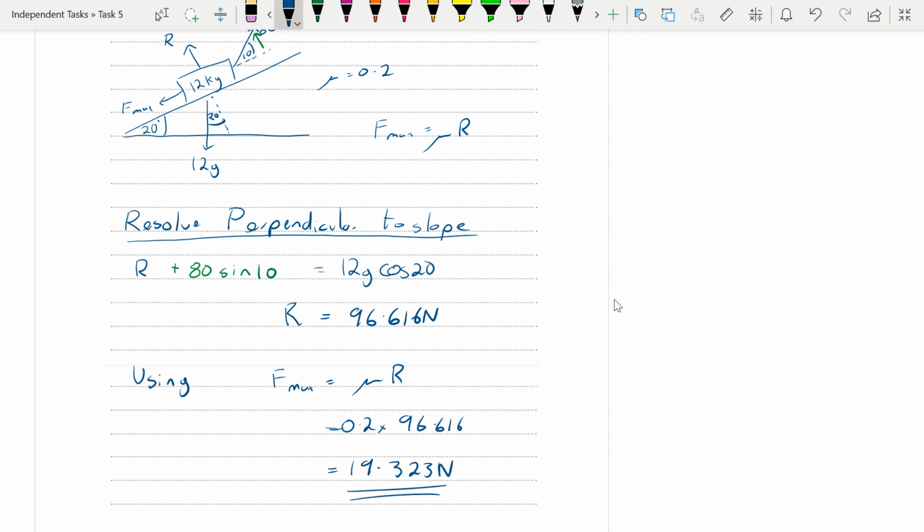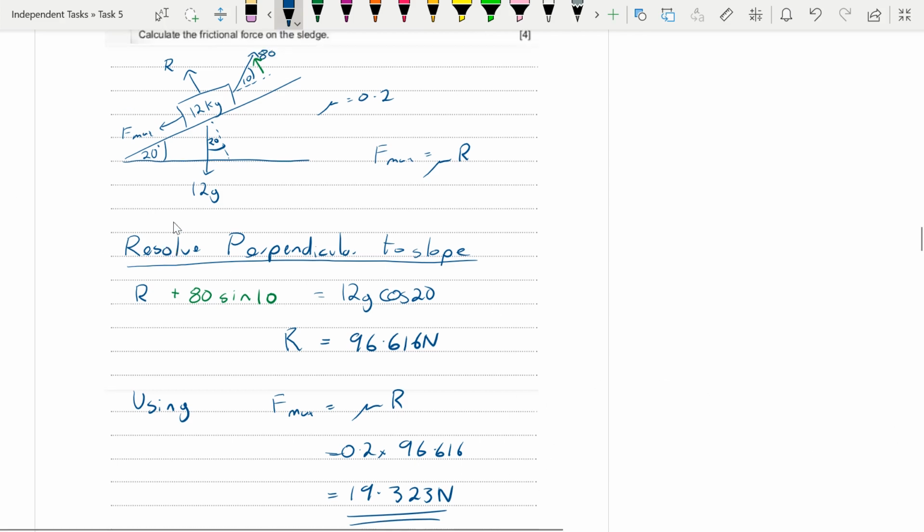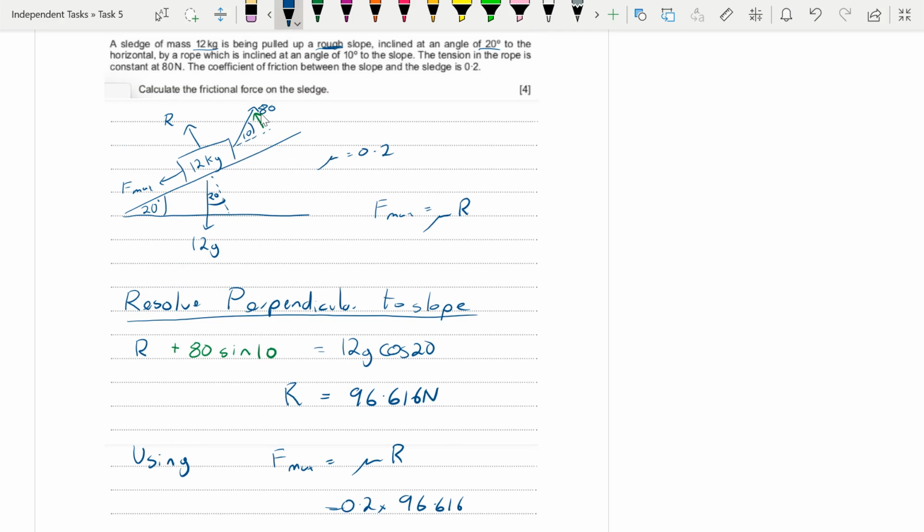Now, a follow-up question to this could have been to calculate the acceleration, and I could apply Newton's second law in the parallel direction and see where that would end up. But be careful, because this rope's also at an angle. I need to consider that when I'm resolving perpendicular.